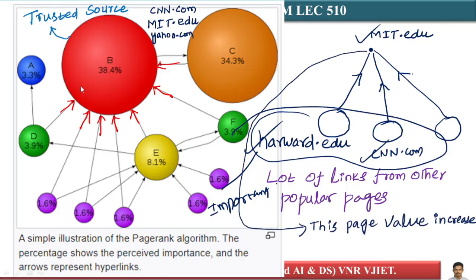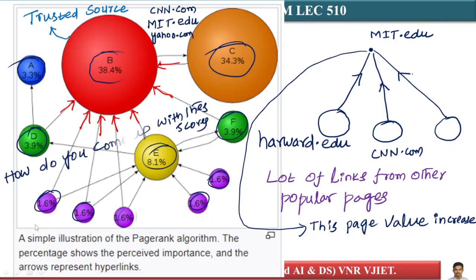The big question here is, how do you compute these values? How do you come up with an importance score for each page? There is a bunch of graph theoretic mathematics behind this. In a nutshell, this is what PageRank does.